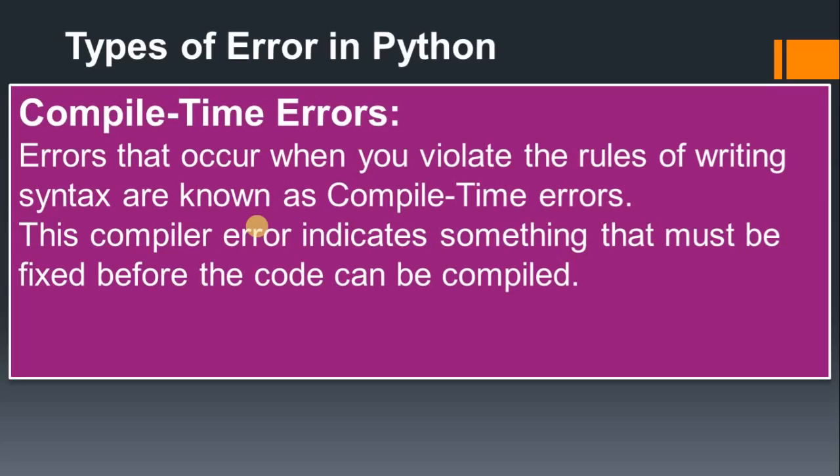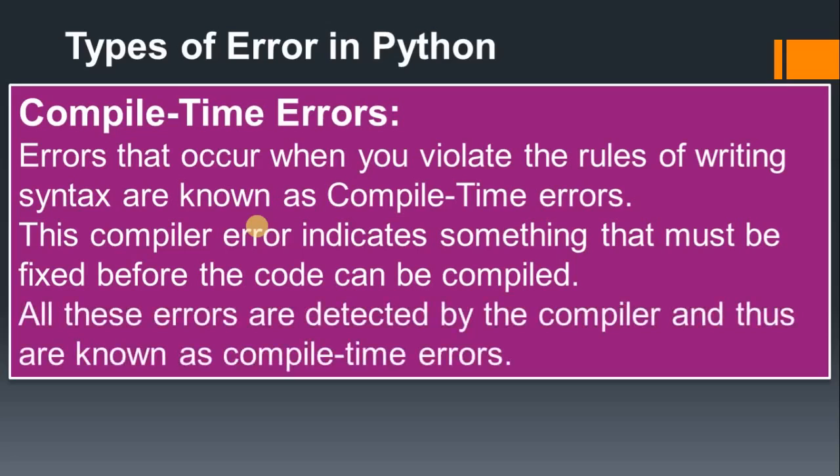This compile error indicates something that must be fixed before the code can be compiled. You have to fix that error before compilation, because if it is present, your program will not be compiled successfully, and you will not get the output from the program. All these errors are detected by the compiler. That's the reason it is called a compile time error, because whatever mistake you make is detected by the compiler.